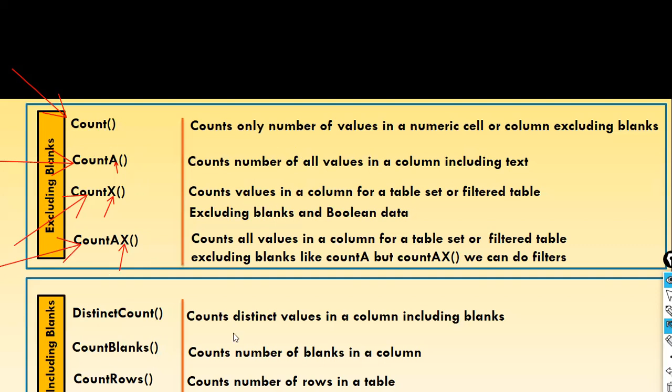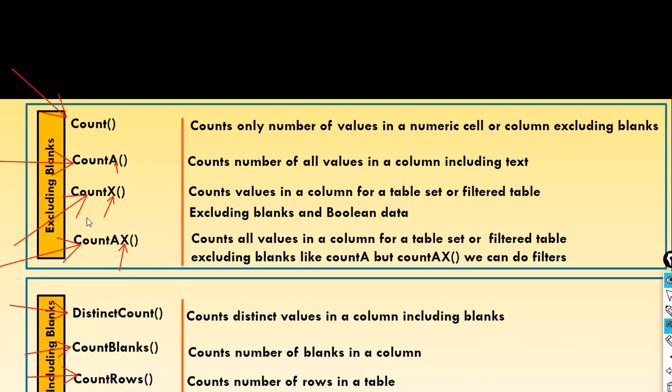And the next ones are DISTINCTCOUNT, COUNTBLANK, and COUNTROWS. These functions will include the blank values. For example, if you want to find out how many distinct values are in a column including blanks. And the next one is COUNTBLANK. If you want to find out how many blank values are there in the salary column, in the salary column, how many records have blank values in them. And then COUNTROWS. This is the one that gives you the total number of rows in a table, and then DISTINCTCOUNT counts distinct values in a column, which includes the blank values also.